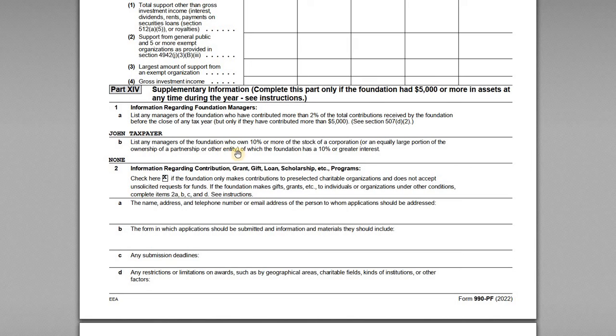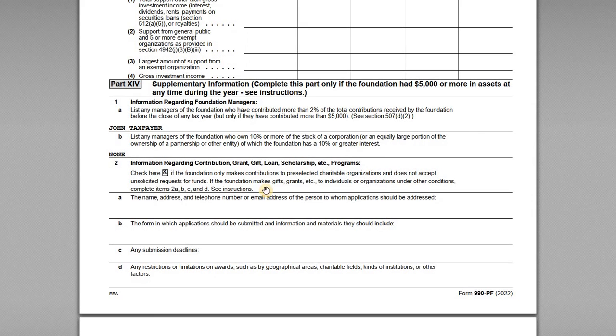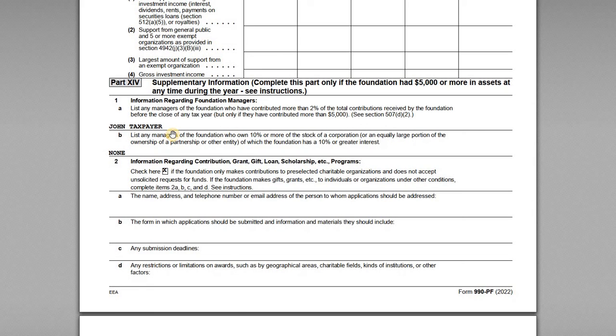And then, do we have any managers who own 10% or more of the stock of a corporation of which the foundation has a 10% or greater interest? And the answer is no, right? The foundation is invested in publicly traded securities, so they don't meet this 10% stock threshold. And John Taxpayer doesn't have any affiliation with any of those publicly traded securities.